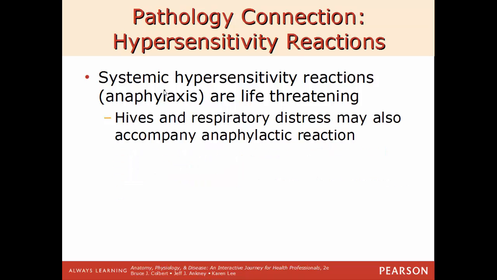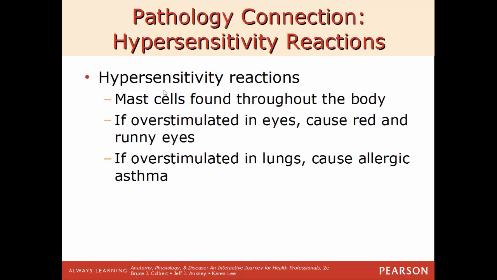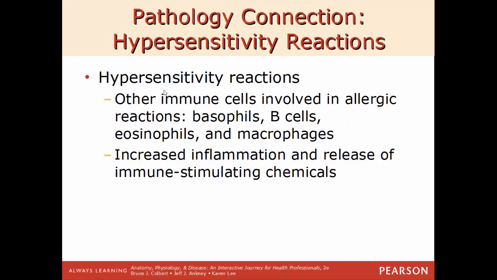In addition to this reaction, you can also get respiratory distress and hives that accompany this anaphylactic reaction. Now, when it comes to these types of reactions, mast cells are found throughout the body. If they are overstimulated in the eyes, they'll cause red eyes or runny eyes. If they're overstimulated in the lungs, they cause allergic asthma. Other immune cells involved in these allergic reactions: basophils, B cells, eosinophils, macrophages. This will cause increased inflammation and the release of immune-stimulating chemicals, like histamines, for example.